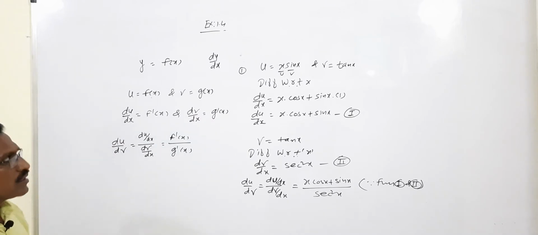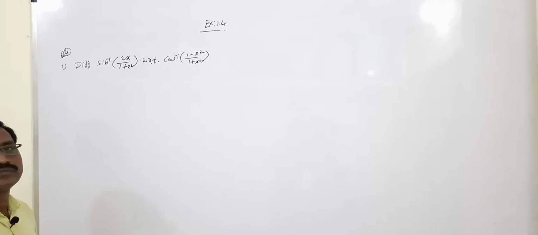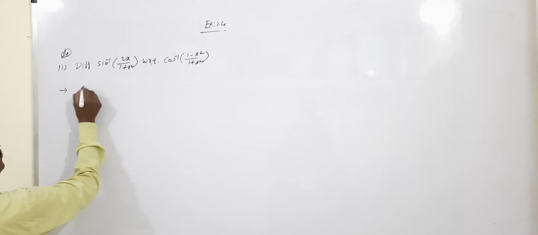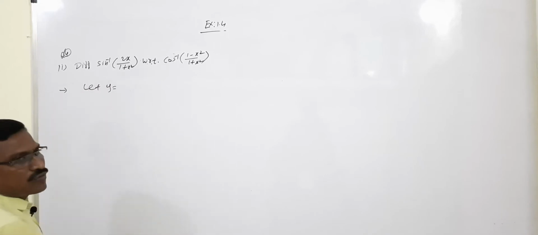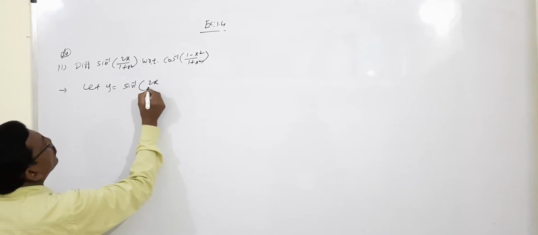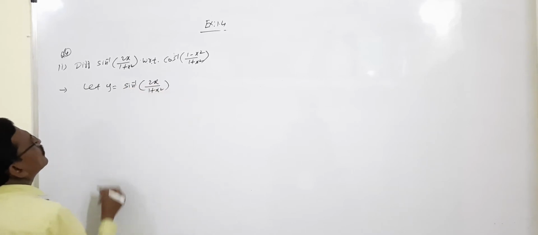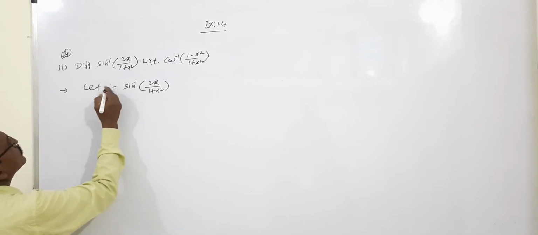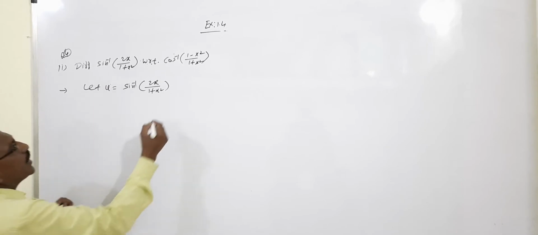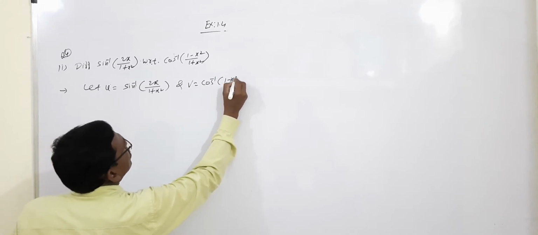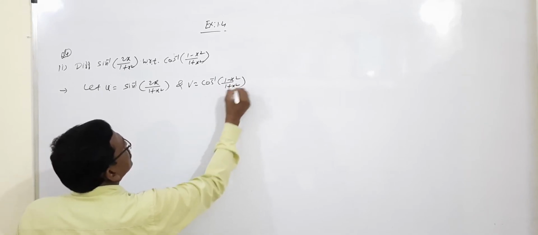Now we take another example. Now we take the second example. Let y equal to the first function, sine inverse of 2x upon 1 plus x square, and u equal to cos inverse of 1 minus x square upon 1 plus x square.